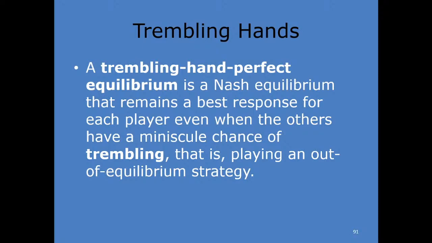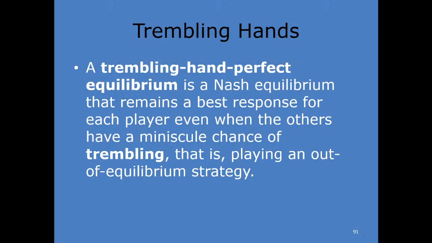Another refinement of equilibria that allows us to select among multiple equilibria is that known as trembling hand perfect equilibrium, which is a Nash equilibrium that remains a best response for each player, even when the others have a minuscule chance of trembling, meaning that they may play with a small probability an out-of-equilibrium strategy. So in the games we have seen so far, everything was deterministic. If you have a dominant strategy, you will play it, and that's it.